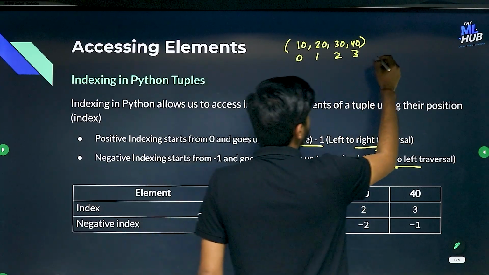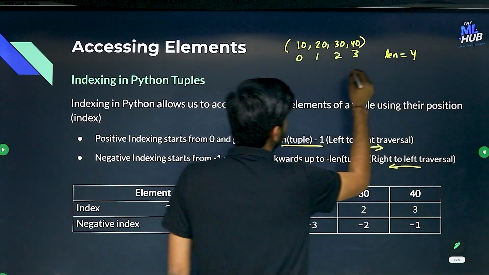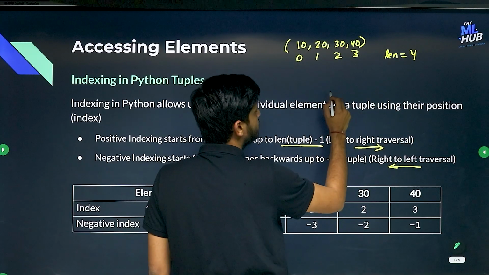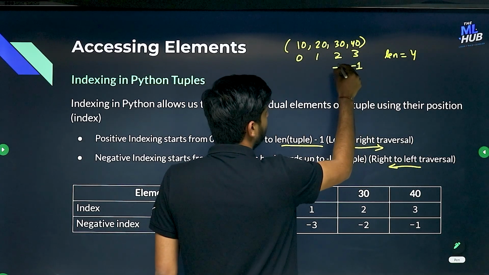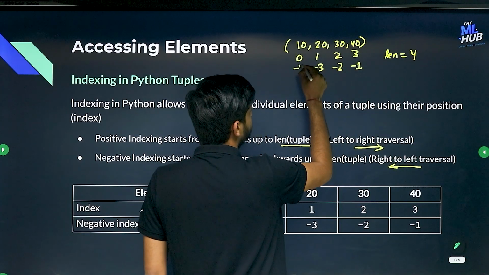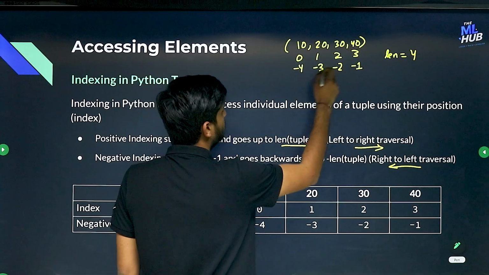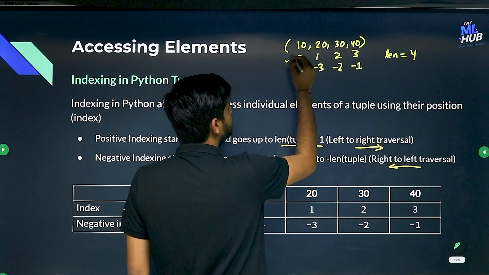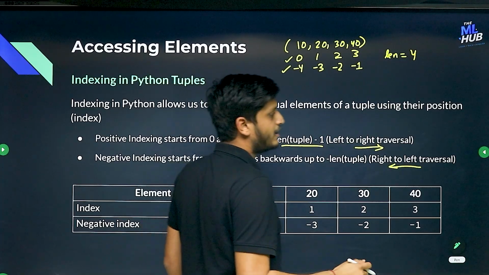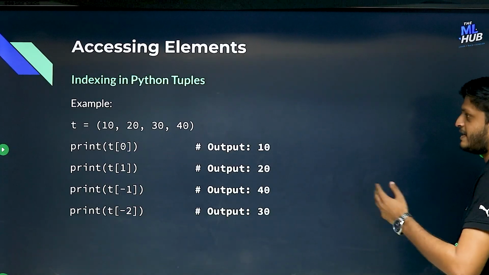And the length of this tuple is what? The number of elements is 4. So length is 4. So positive indices go from 0 to length minus 1, and negative indices start backwards from the right, which is -1 and -2, -3 and -4. So it goes from -1 till minus of the length of the tuple. So this is what the positive and negative indices for any tuple are. Any element can be accessed using the positive index or the negative index, whatever you want. Both indices are valid.